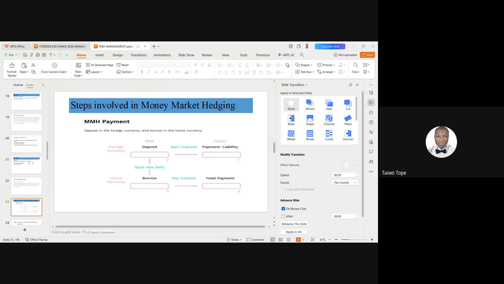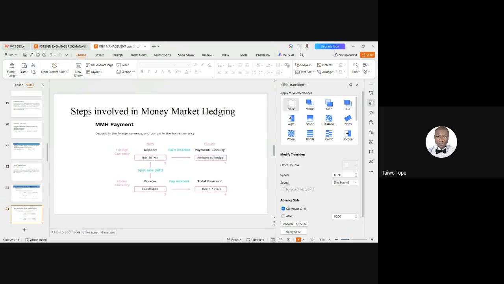So how do you determine how much you are going to deposit? Let me go to the next slide. Okay, fine. How do you determine the amount you are going to deposit? It will be the amount you want to pay in future divided by the rate. The rate will be 1 plus R. So for example, you want to pay 300,000 in future and you need to make a deposit now. How much will you deposit? It will be 300,000 divided by 1 plus R.